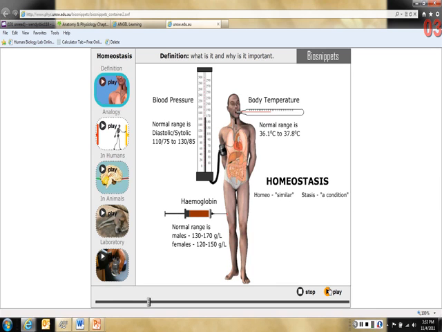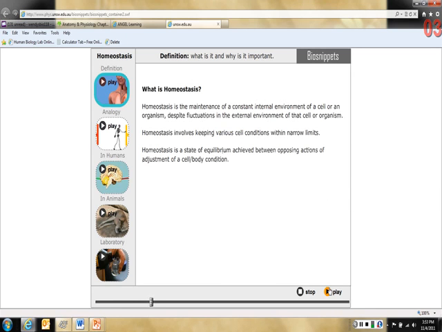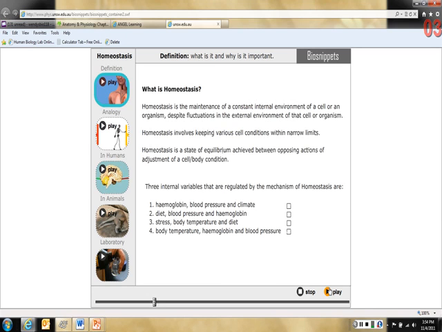Read these interesting facts and answer our short quiz to proceed to the next module, where we look at negative feedback, the underlying mechanism by which homeostasis operates.